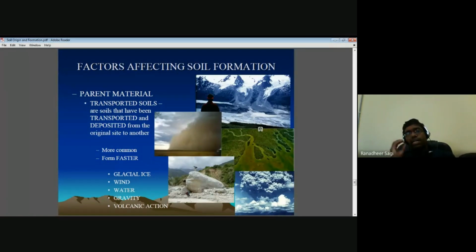In case that weathered material is transported to some new place and gets deposited, because of the mode of transport you will certainly have a different type of soil formation coming into the picture. If those solid particles are transported to some other new place and get deposited, we call them transported soils. And what are the different types of transported soils that we come across?